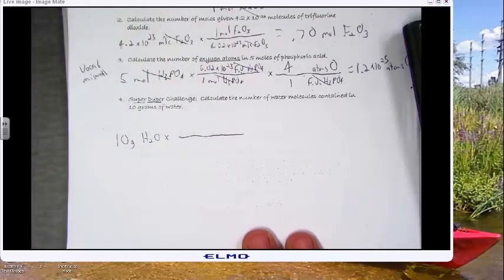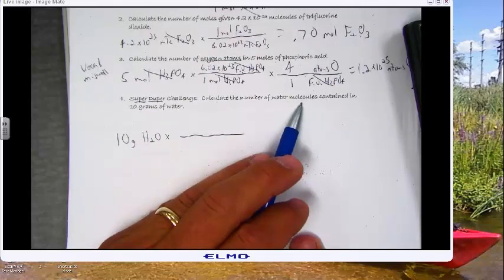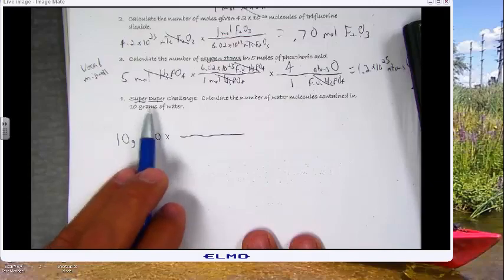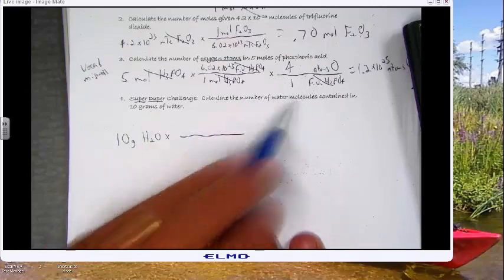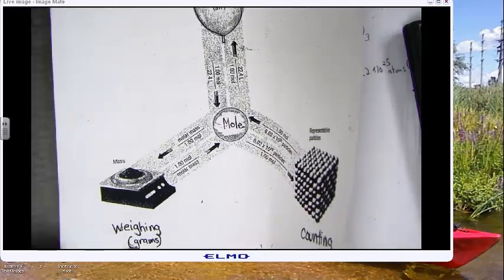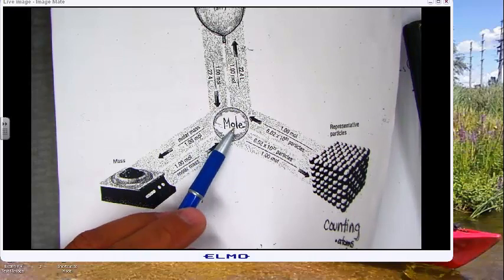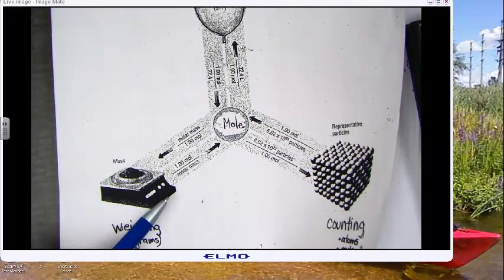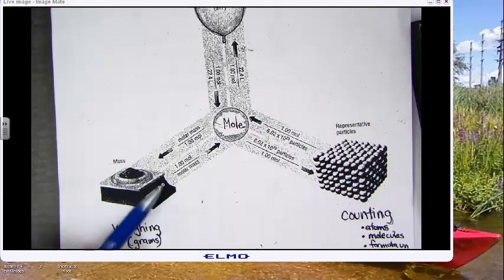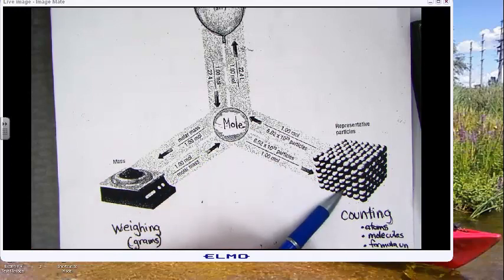Now check the road map, the mole map. We're trying to get from grams to molecules. Here's the mole map. There's grams. There's molecules. You have to go through the mole to get there. It just makes it a two-step problem. We have to follow from grams to molecules, 1 mole over the molar mass, and then Avogadro's number over 1 mole. Let's see what that looks like.